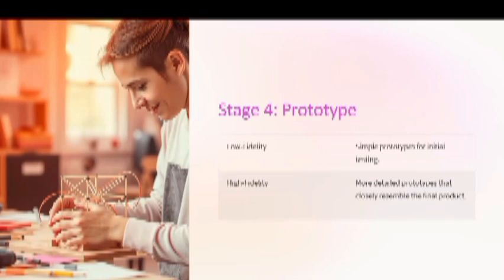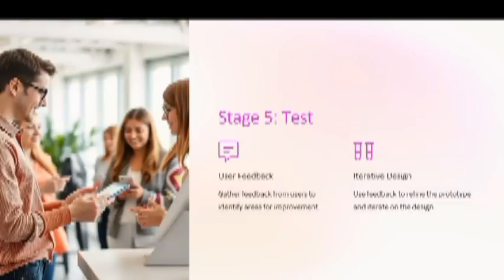It's prototype. Prototype is the stage where we implement our idea in a project. Testing is testing the project. Thank you.